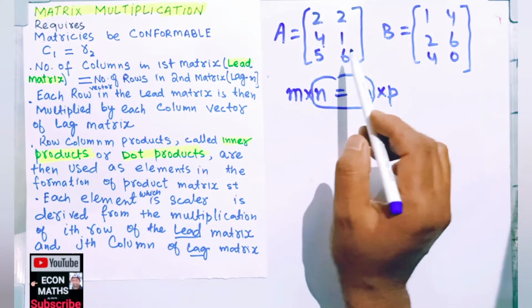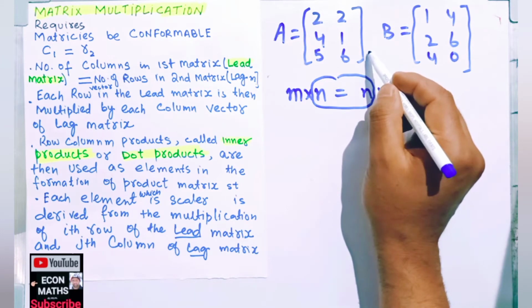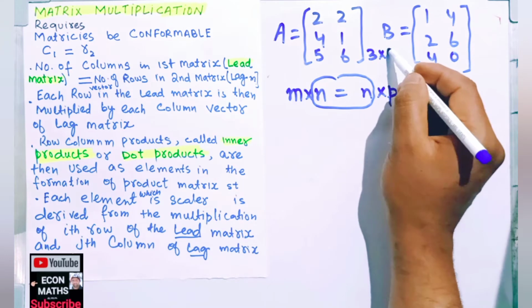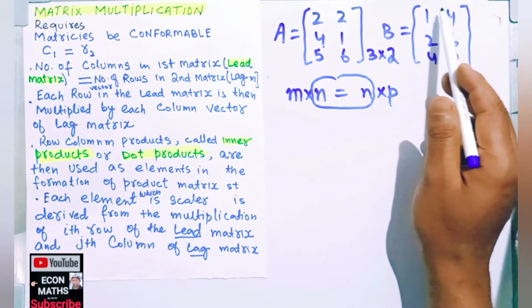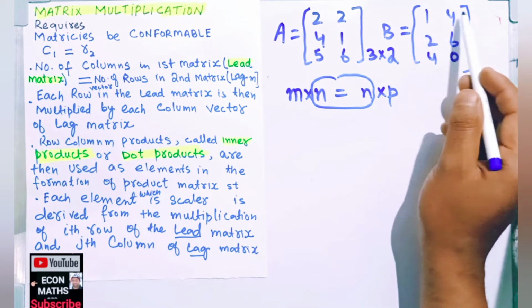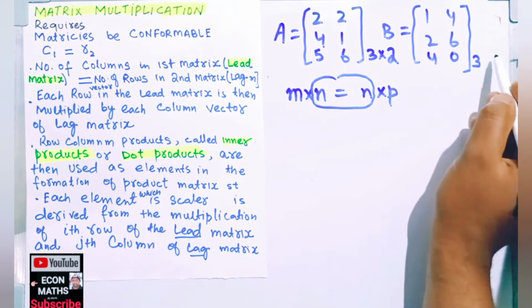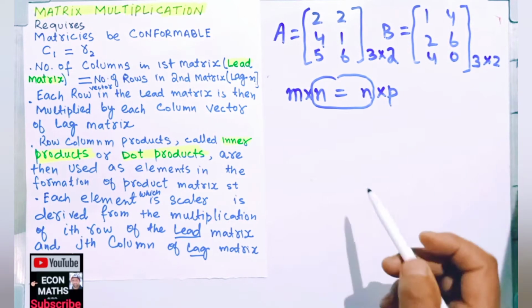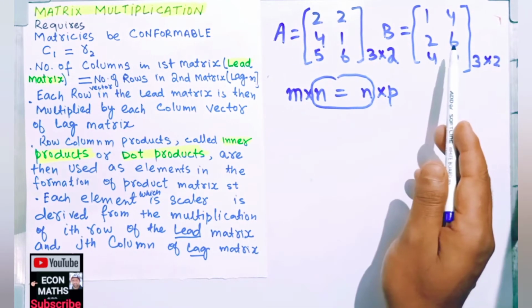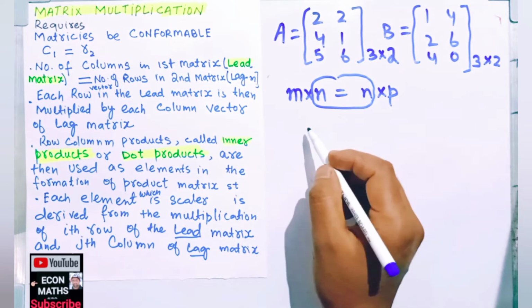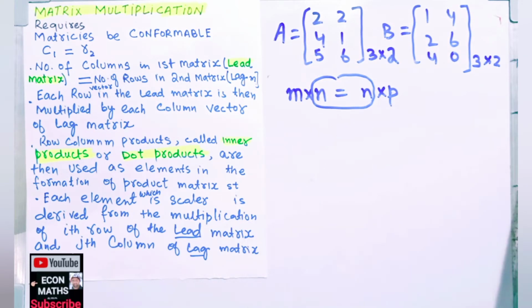Number of rows are 3, and the number of columns are 2. Here the dimension is also the same, 3 rows and 2 columns. Now to see whether these two matrices are conformable or not, we will apply this formula or visualization method.